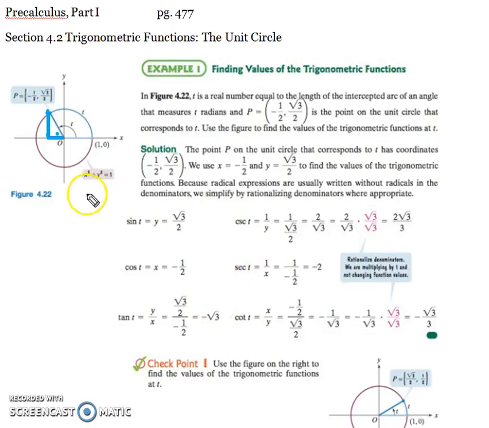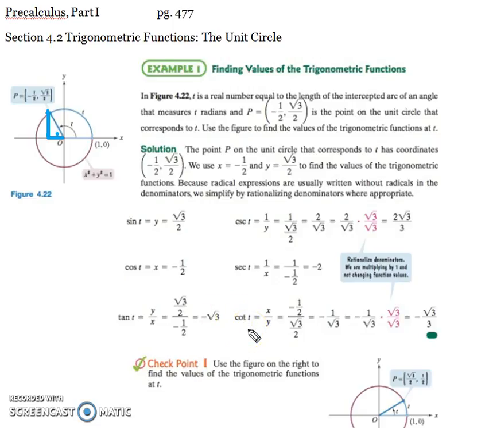Tangent is opposite over adjacent, or sine over cosine, always. If you've already calculated sine and cosine, you can literally take sine divided by cosine, and you get the exact same thing every time for tangent. So tangent is opposite, which is square root of 3 over 2, and adjacent is -1/2. So square root of 3 over 2 over -1/2. If you multiply by the reciprocal, which is -2, the 2's knock each other out, and you end up with negative square root of 3.